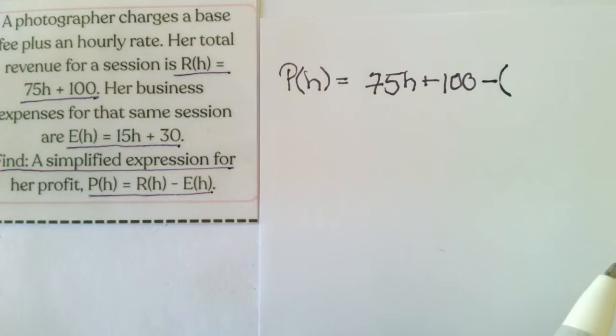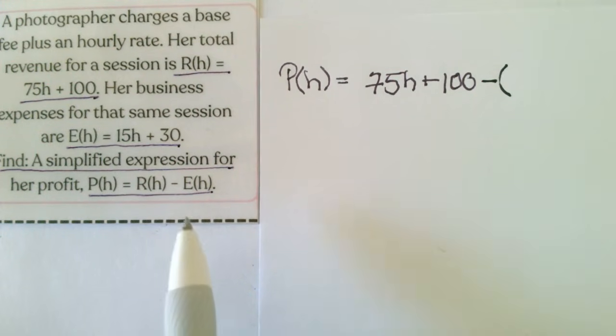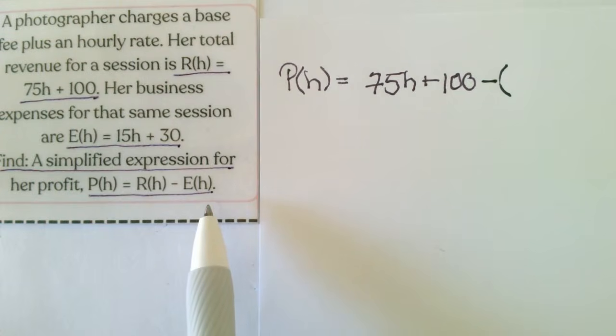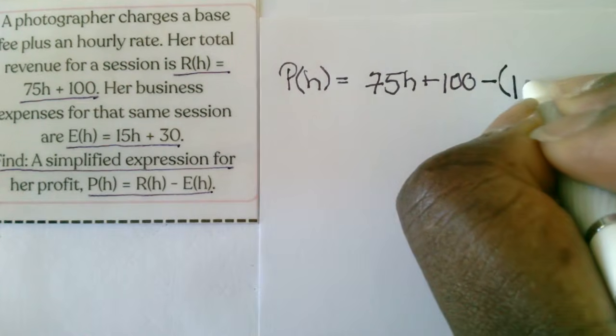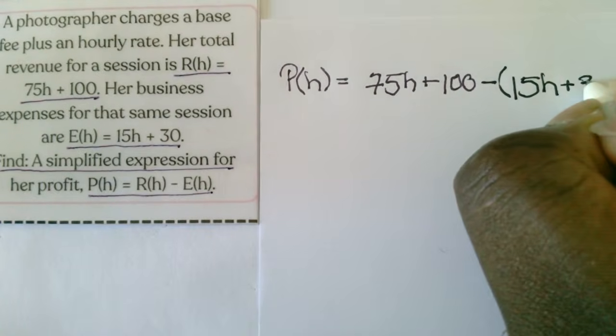Put that in the chat. What's representing the E of H? What needs to go here? What needs to go in for the E of H? Okay. Yeah, it's the 15H plus 30. Good. The 15H plus 30. Excellent. So we got our 15H plus 30.